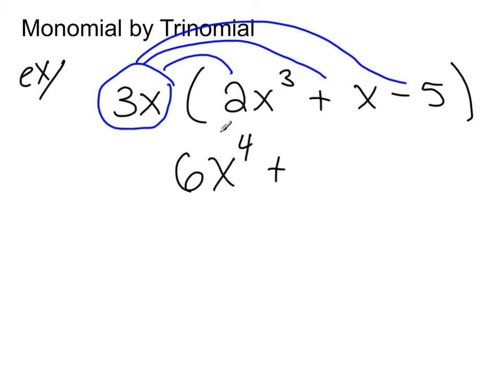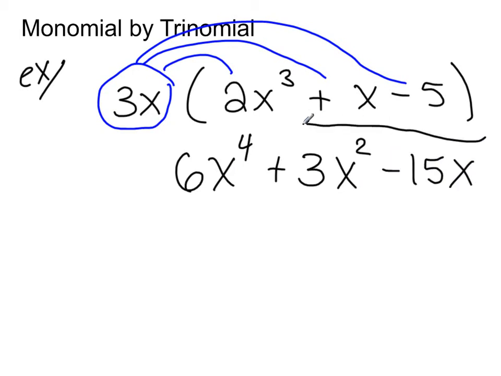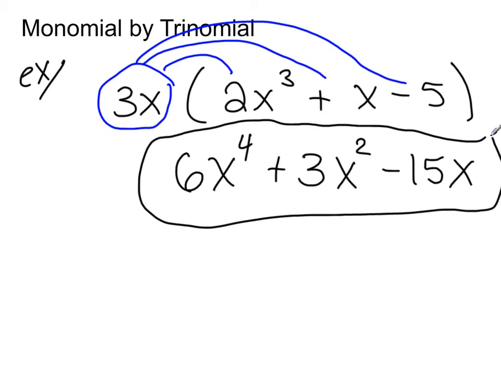Plus 3x times x is 3x squared. And then minus 3 times 5 is 15, and x is coming along for the ride. So there's our beautiful answer.